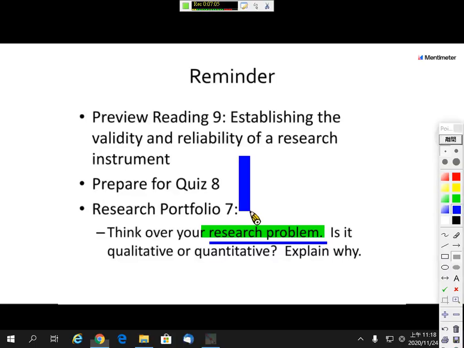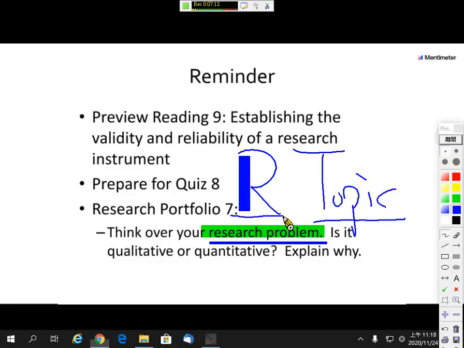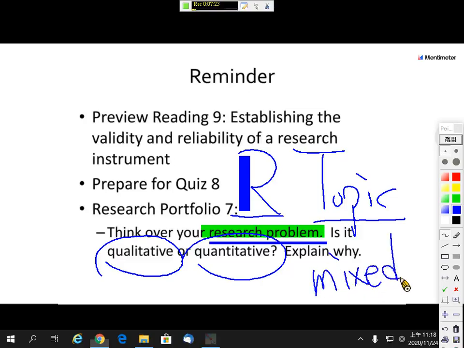So remember, research topic only. And look at your research topic, you have to identify whether it is qualitative or quantitative, or something in between, which we call a mixed approach. Sometimes you will do this. It's okay, because most of the studies are mixed. You will use a survey, and in the meantime you will use interviews. And maybe you will collect documents from the government. So it's mixed. It's okay.